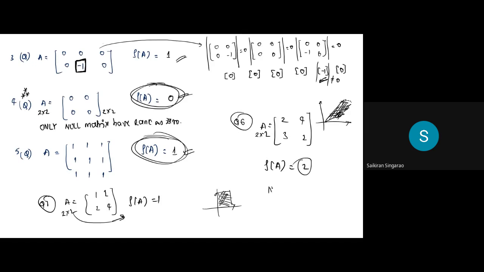Sometimes he can also ask you what is null dimension. Null dimension he can ask. Null dimension is the n minus r formula. What is n?